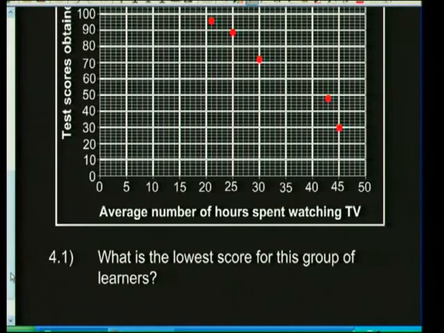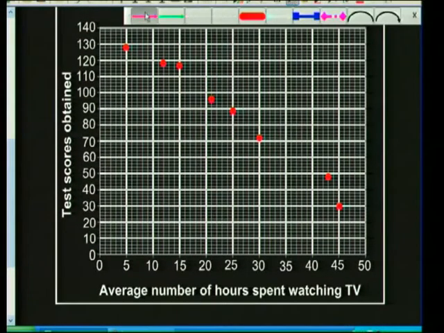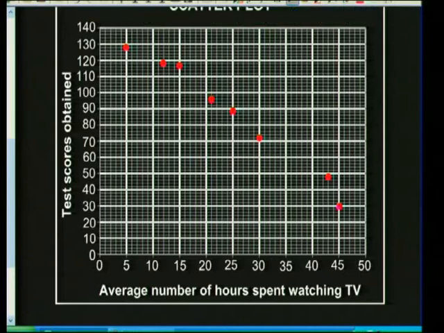The first thing they want us to determine from this diagram is what is the lowest score for this group of learners. Right, well, let's have a look here. If I take the very lowest value all the way along, I hope you guys can see that that there would be my lowest value, and it's going all the way to 30.